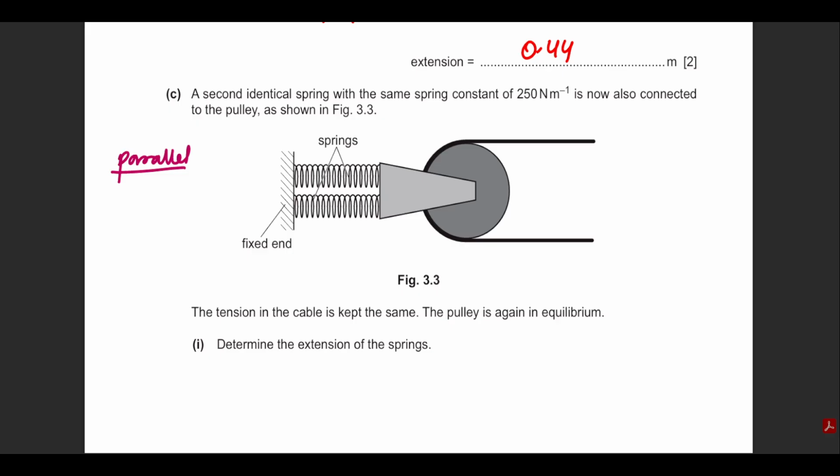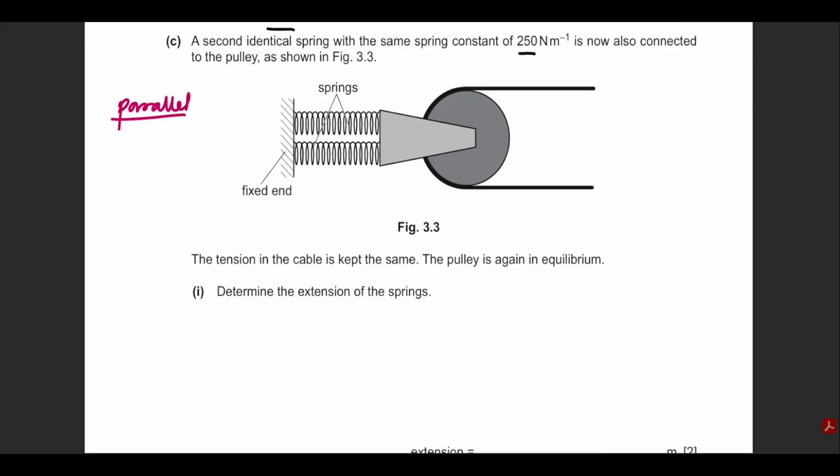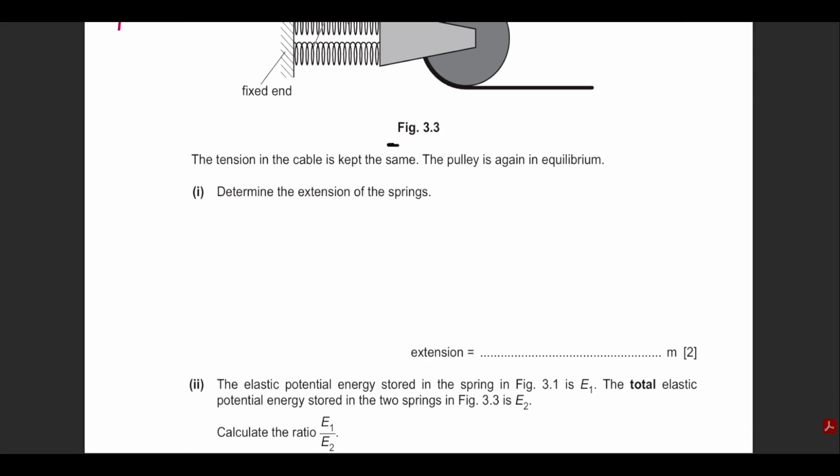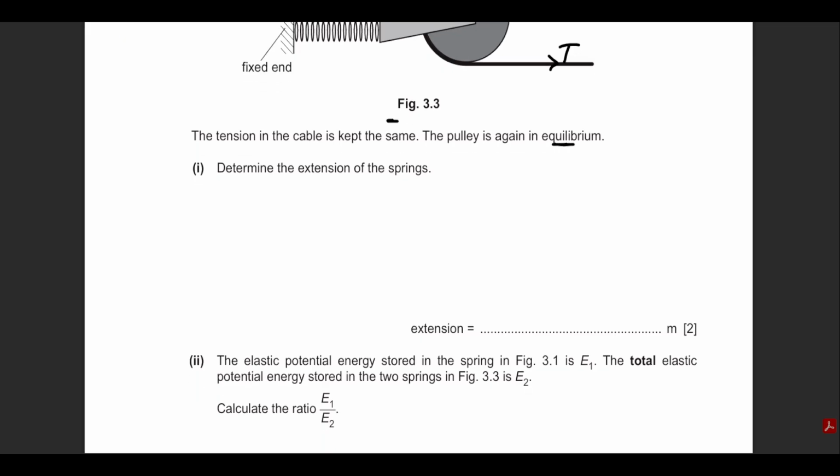Let's see what the question is about. Identical springs, 250 newtons per meter, connected in a pulley, okay, fine. The tension in the cable is kept the same. The value is still the same. The pulley is still in equilibrium. Determine the extension of the spring in this case.